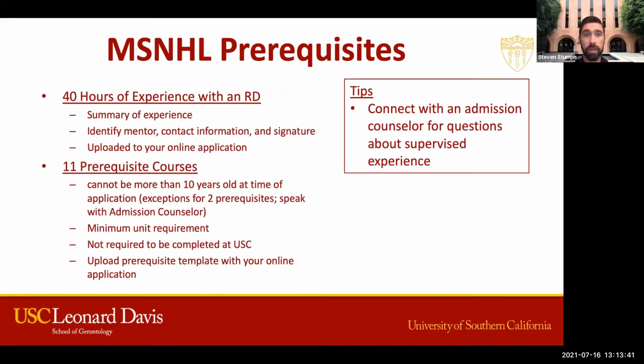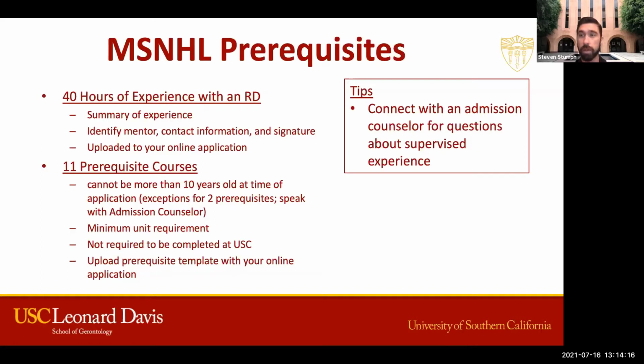For our Master of Science in Nutrition, Health Span, and Longevity program, this program does require the most prerequisites. You will need to submit a letter that's signed by a mentor who is a registered dietitian saying that you have completed 40 hours of shadow experience or internship experience working under them. In addition, we'll have 11 prerequisite courses. None of these prerequisite courses can be more than 10 years old at time of submitting your application.